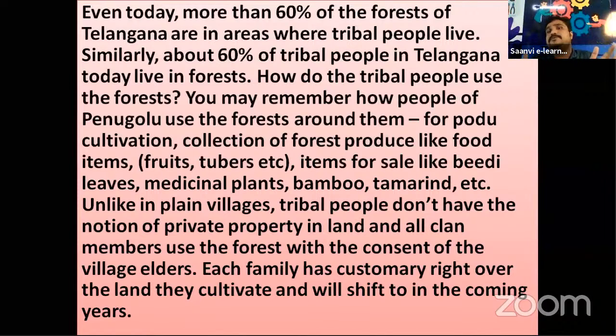Collection of forest produce like food items, fruits, tubers, like potato, you know, that type of tubers, fruits, and items for sale like beedi leaves, medicinal plants, bamboo, tamarind. These are all items, please note them down. You may have a question: write a list of forest products. So you can include all these: beedi leaves, medicinal plants, bamboos, tamarind. If you have any connection or close contact with any tribal people, you can ask them and gather some more.